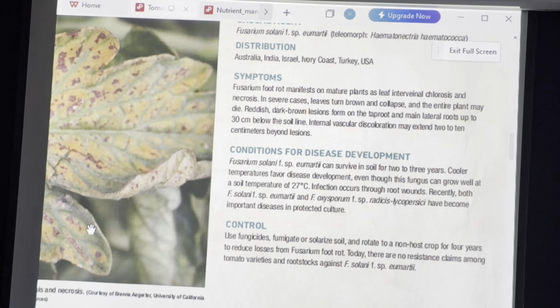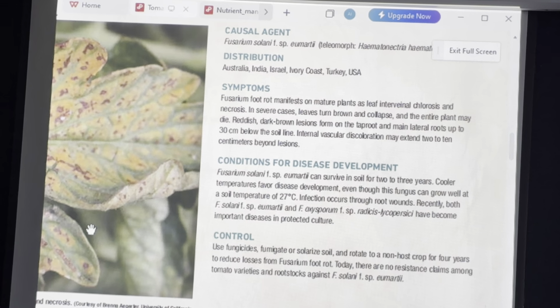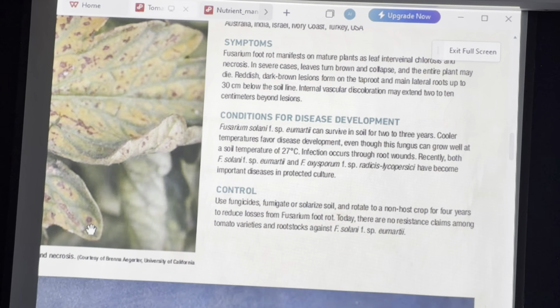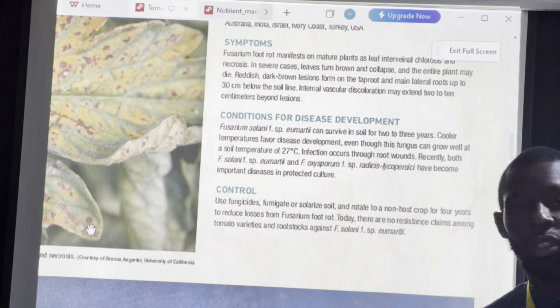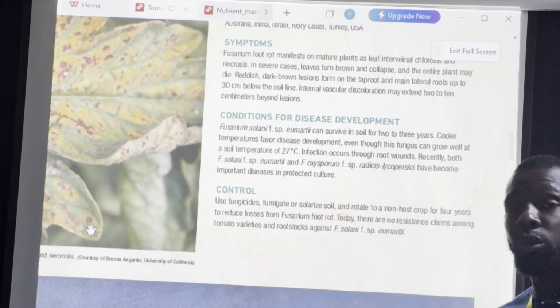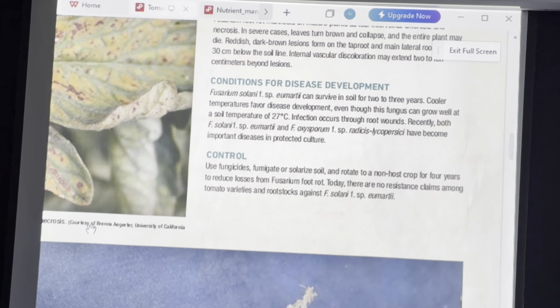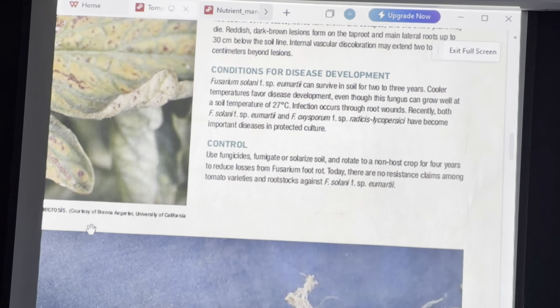Conditions necessary: it can survive in soil for 2 to 3 years. Cooler temperatures favor disease development. And root wounds, especially those caused by nematodes, can introduce Fusarium solani and thereby affect your tomato plants. Control: use fungicides, fumigate soil, or solarize your soil. In previous classes, we learned that you can fumigate using hydrogen peroxide, or using methyl bromide. Although methyl bromide has been banned in some countries, it is still in use on a large scale in some other countries.